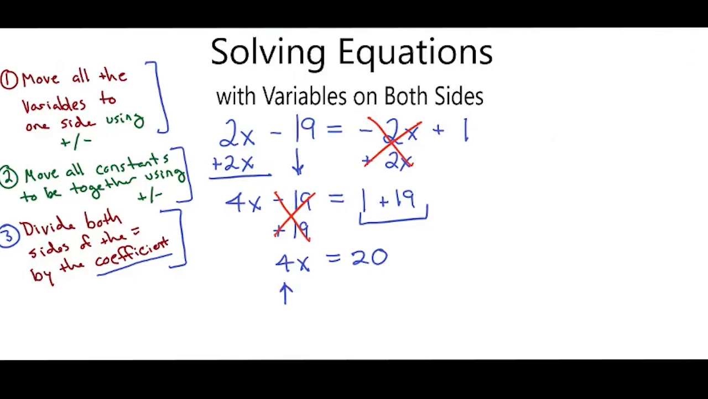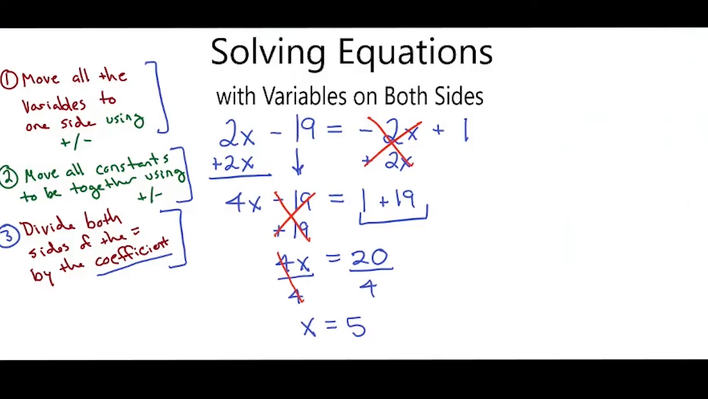In this case, it's 4. The coefficient is the number multiplied by the variable. So I'm going to divide both sides by 4. And what that does is it cancels those 4's, leaving me with x equals, well, 20 divided by 4 is 5. So I'm going to plug 5 into the equation to check the solution.